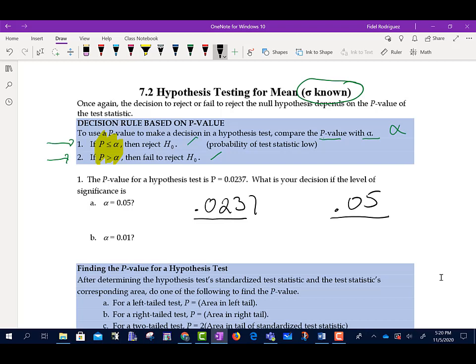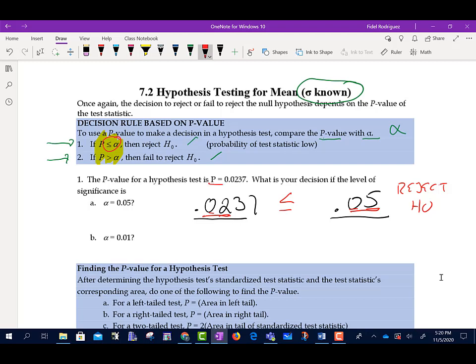Sometimes people have a hard time figuring that out, and I say just do a little comparison here. So the 0, they're the same. The 2 is smaller than the 5, so I know this is going to be less than or equal to. And if it's less than or equal to, then we are going to reject the null hypothesis.